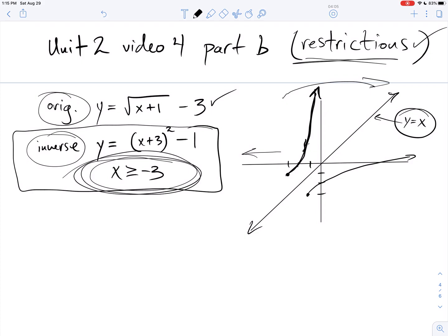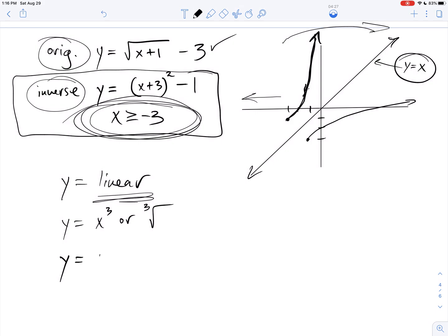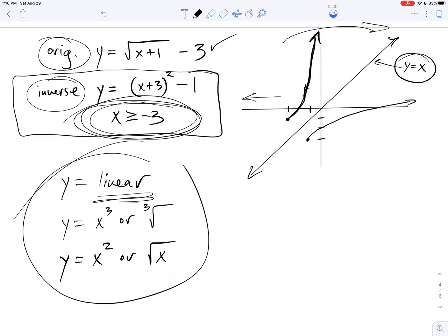assessment. I would only give you inverses that are y equals linear, like we did on the very first set. These are easy peasy. You go, no problem. I would give you y equals 3rd power or cube root. That's totally fair game for the test. And then now I'm about to go through what happens if it's squared or square root. On your next unit assessment, those are the types of inverses you are responsible for knowing how to do.